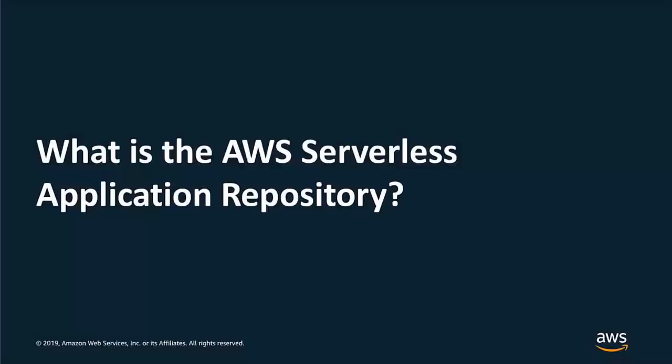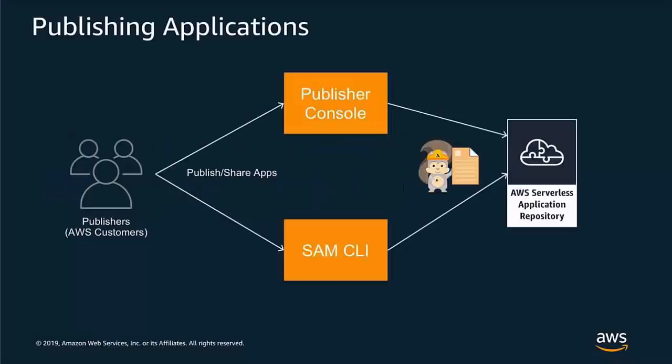You don't need to clone, build, package, or publish source code to AWS before deploying it. Instead, you can use pre-built applications from SAR in your serverless architectures, helping you and your teams reduce duplicated work, ensure organizational best practices, and get to market faster. There are two ways to use SAR, as a publisher and as a consumer of applications. First, let's start with publishing.